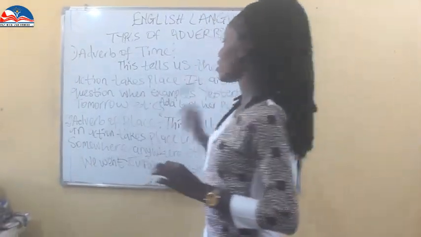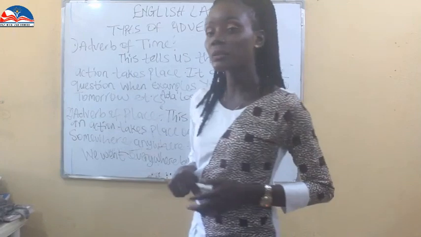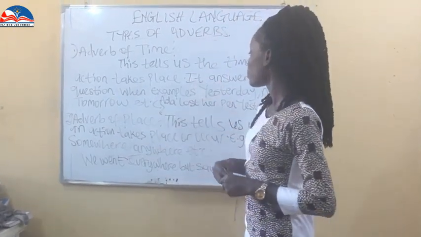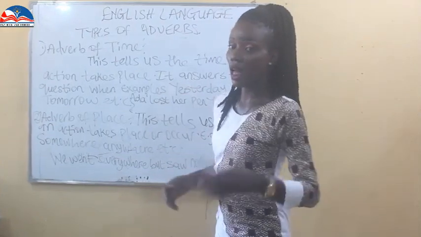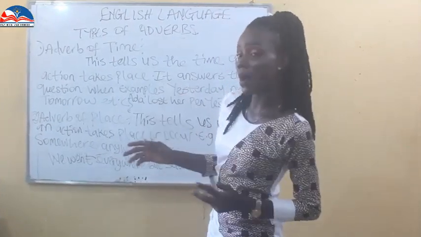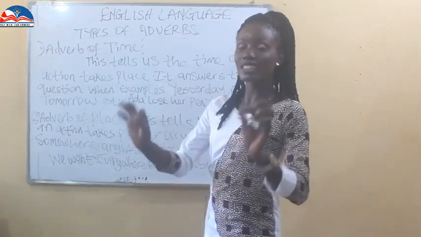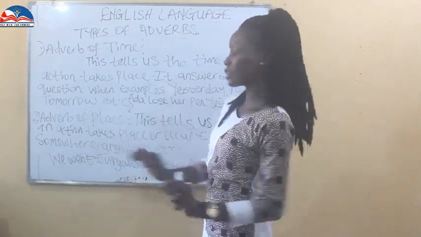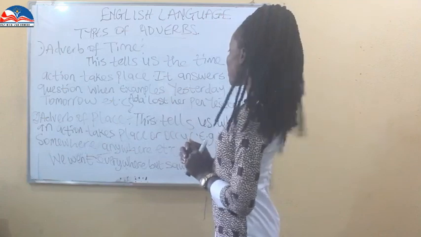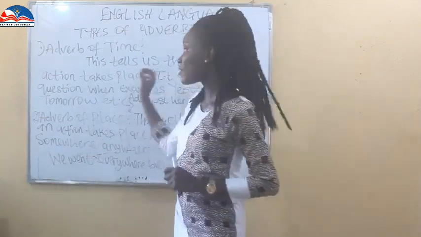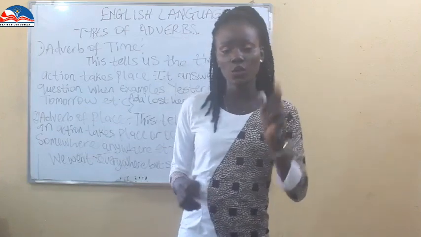This tells us the time an action takes place. Examples: yesterday, now, tomorrow, etc. It tells us the time an action takes place. And remember, it answers the question when. Adverb of time answers the question when.